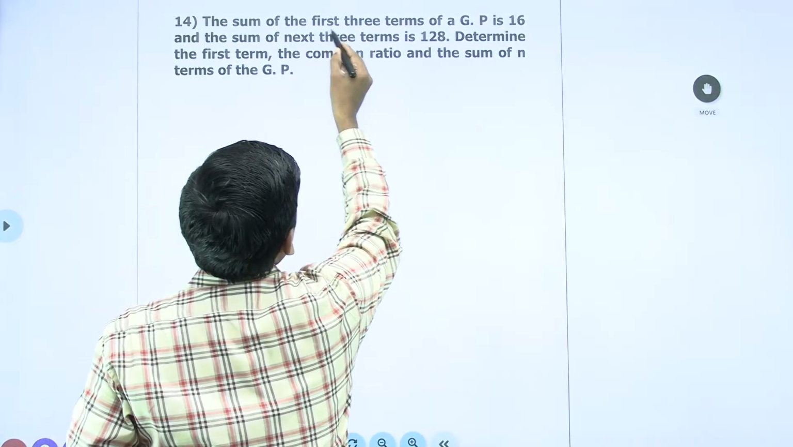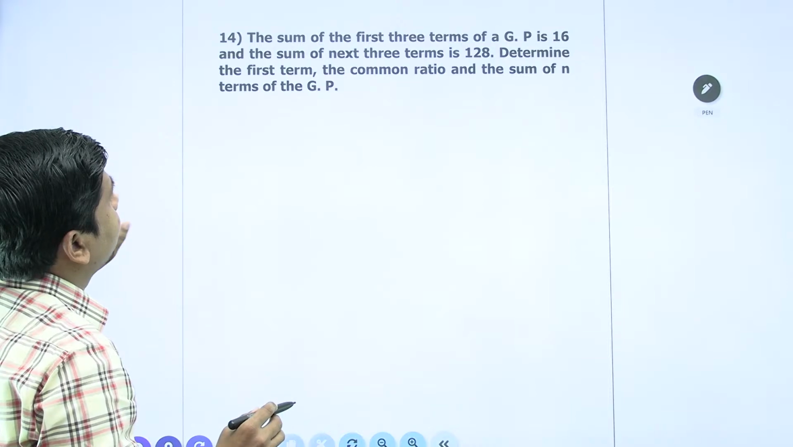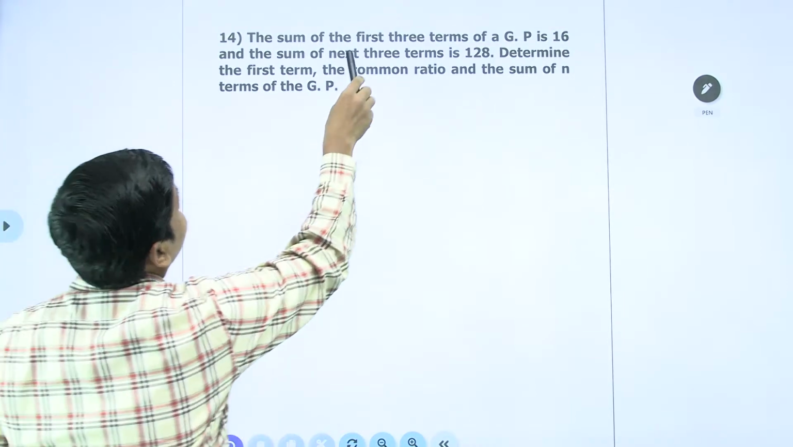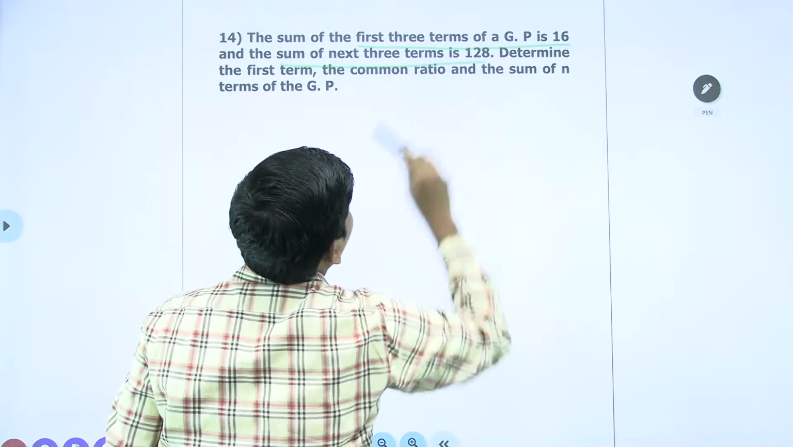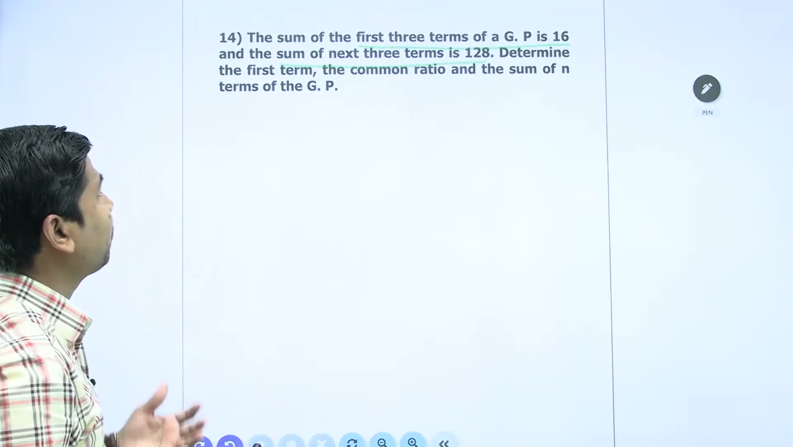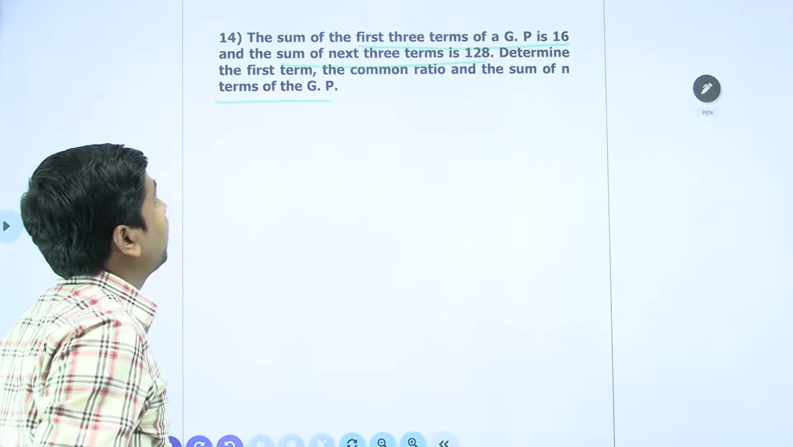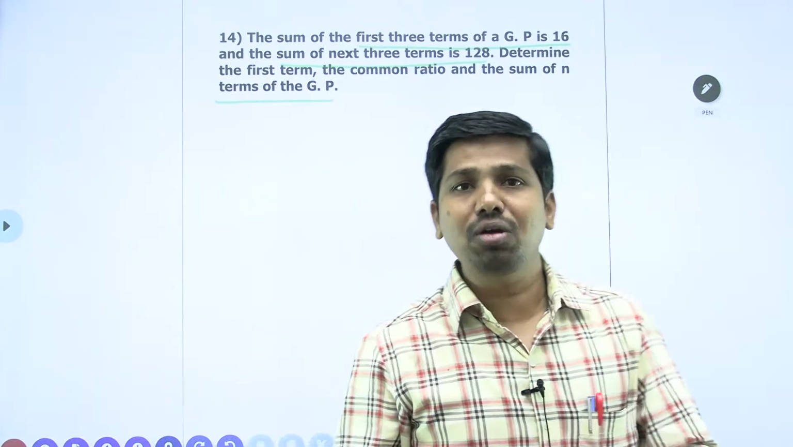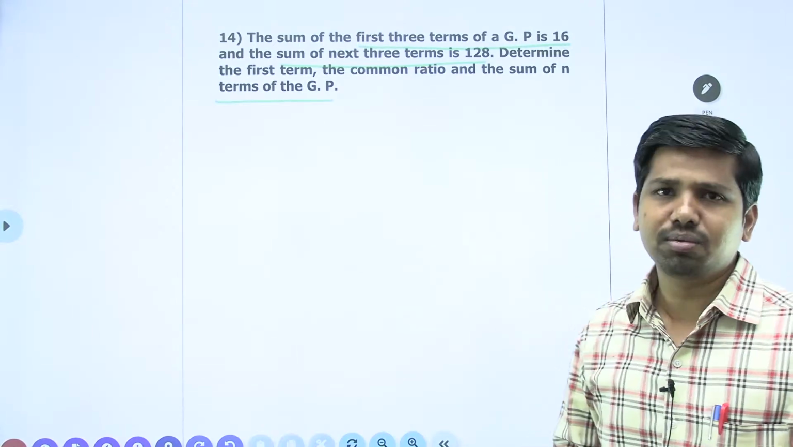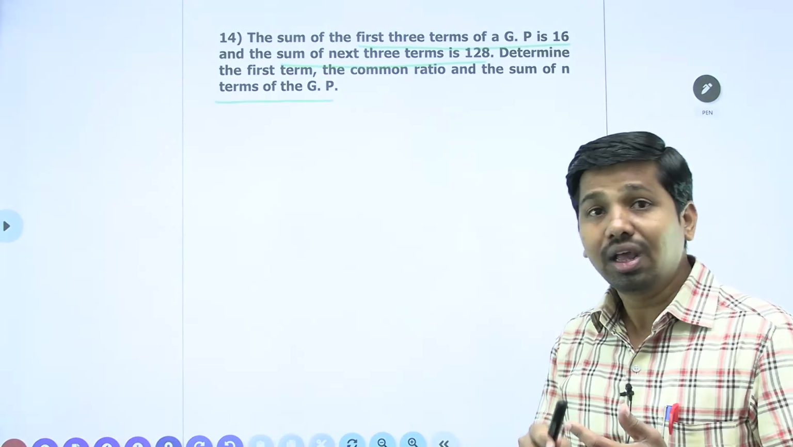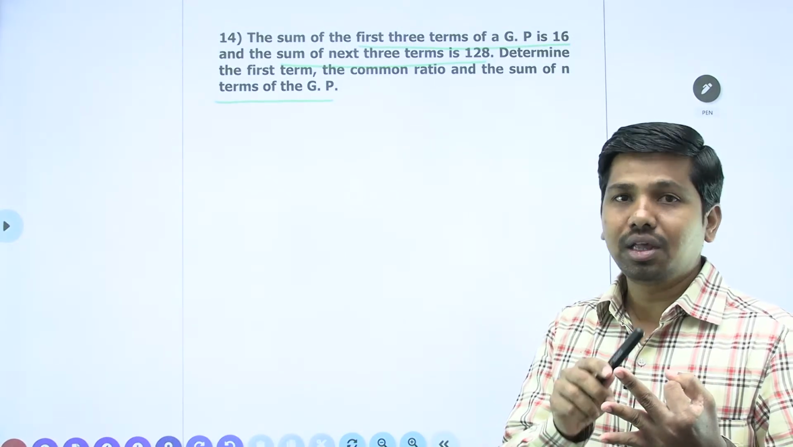He has given that the sum of the first three terms of a GP is 16 and the sum of the next three terms is 128. Determine the first term, the common ratio and the sum to n terms. What do you have to find here? The first term A, the common ratio r, and the sum of n terms of the GP, that is Sn. Three things: A value, r value and Sn.